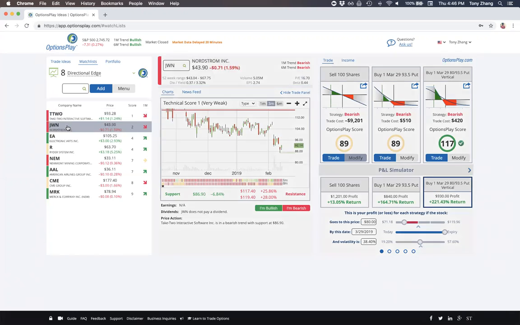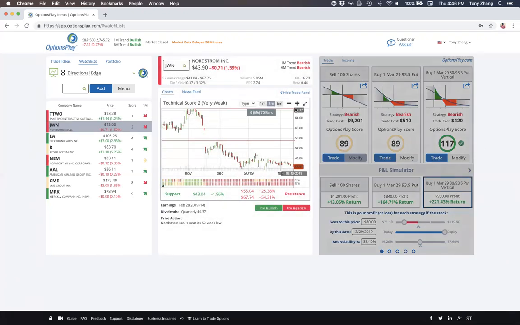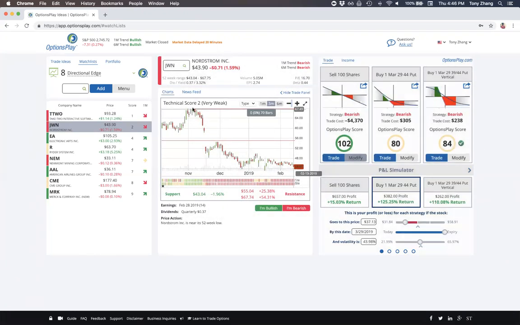I want to look at Nordstrom, same thing, relatively weak stock, score of 2, 1 month and 6 month trends are bearish, and it's been bearish for quite some time. It's been bearish pretty much since November 14th. So before this huge drop here, our trends turned bearish on November 14th, and as you can see, the stock has continued to weaken since then.